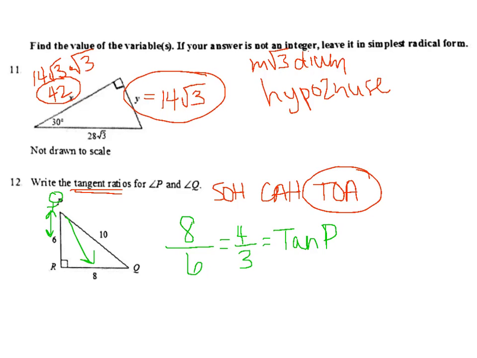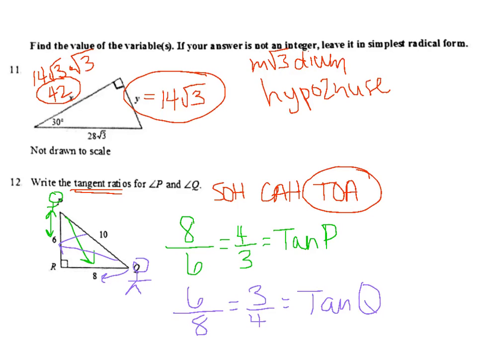So now we can look at tangent of Q. If I draw my person standing at Q, opposite is now 6, and adjacent is now 8, which reduces to 3 over 4, and that was the tangent of Q that we just found.